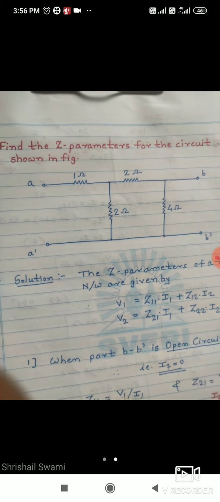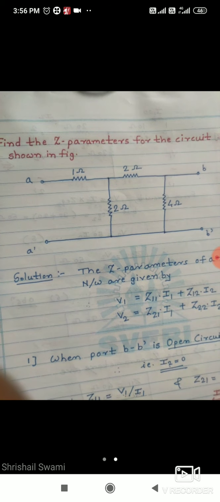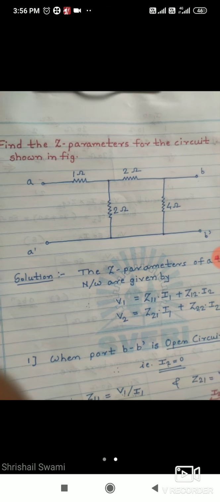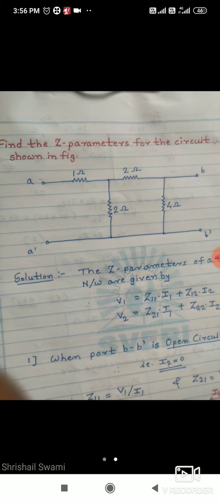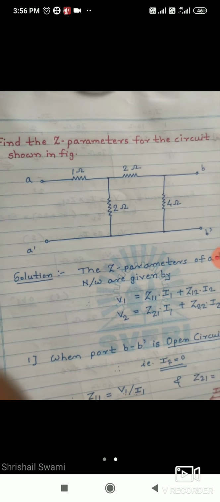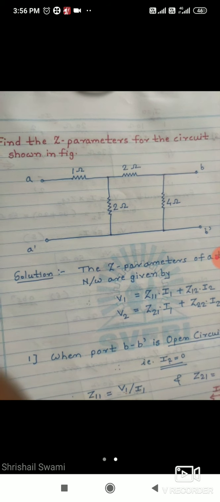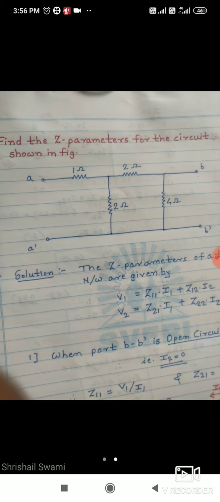So, what is the practical meaning of I2 equal to 0? I2 equal to 0 means the second port you have to make open. I1 equal to 0 means you have to make the first port open. And according to that, how to find out the Z parameters using the condition.